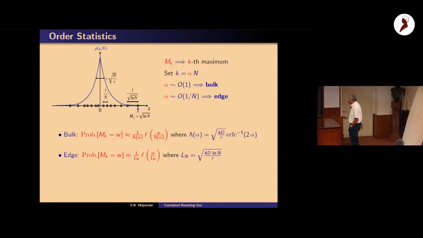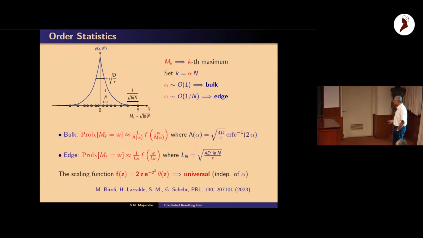So it turns out when you do this computation that if you work in the bulk, you find that the probability distribution of the kth maximum counted from the right is given by a scaling function here with a scale which is some number which is order 1, and there's a non-trivial scaling function here. And similarly at the edge, when k is of order 1, it's exactly the same scaling function, because this is very different from random matrix theory. In random matrix theory, the bulk and the edge have very different properties, but here it turns out that the scaling function f is just very simple, it is 2z e to the power minus z squared.